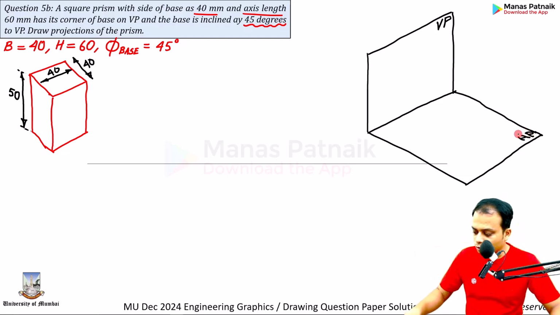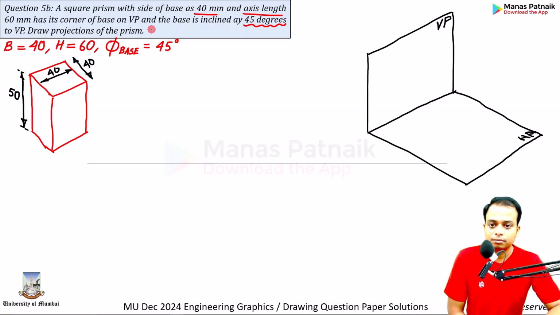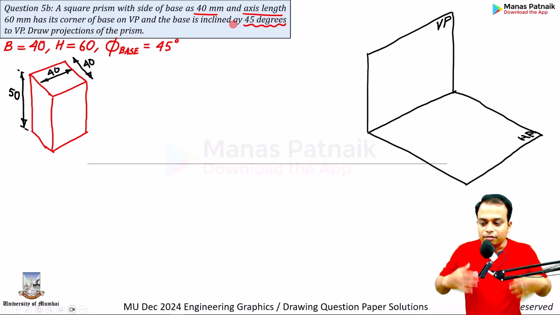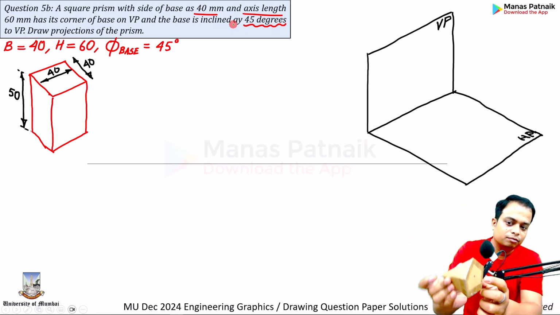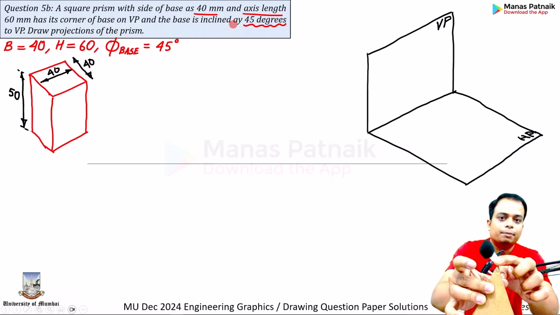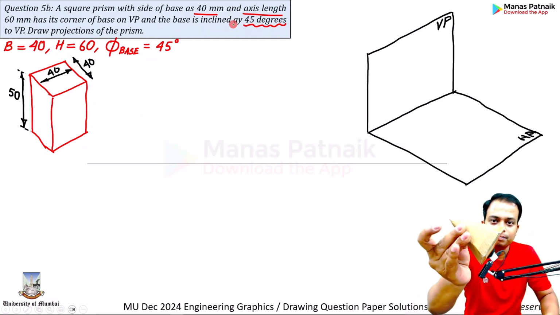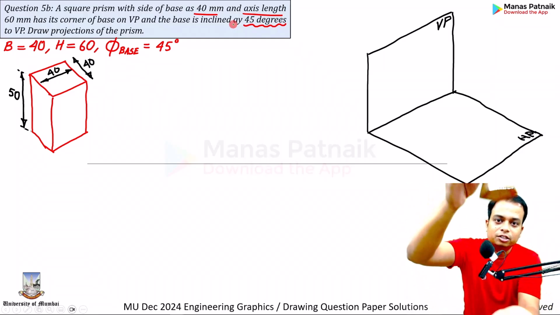Right? How do we keep the object? Let me give you 2 options. Base is inclined to VP. You can also say axis is inclined to VP. In case of projection of solids, if you have seen the first video in the playlist, when I demonstrated the standard procedure, what did I say? If the axis of the solid, from this very point to the apex, is inclined to HP, assume that the solid is resting with its base on HP.